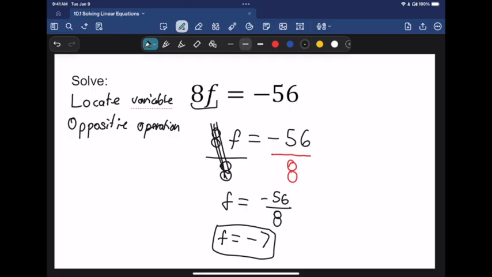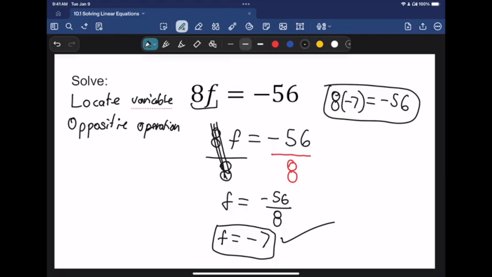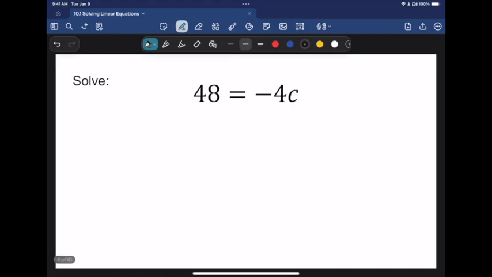We could plug and chug to check our answer. So we could write 8 multiplied by negative 7 equals, and we know 8 times 7 is 56, and we have one negative, negative 56. So this is our answer down here. So it is correct. Okay, let's try another one together. This will be quicker. So here we go.